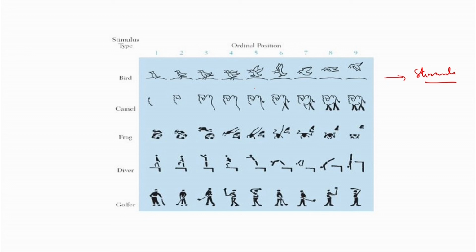Or look at how this bird goes and flies. These are the ordinal positions, the positions in which the sequence of action should go, and these are the number of actions that these stimuli have. So, what is the result of a study like this? What happens in a study like this?